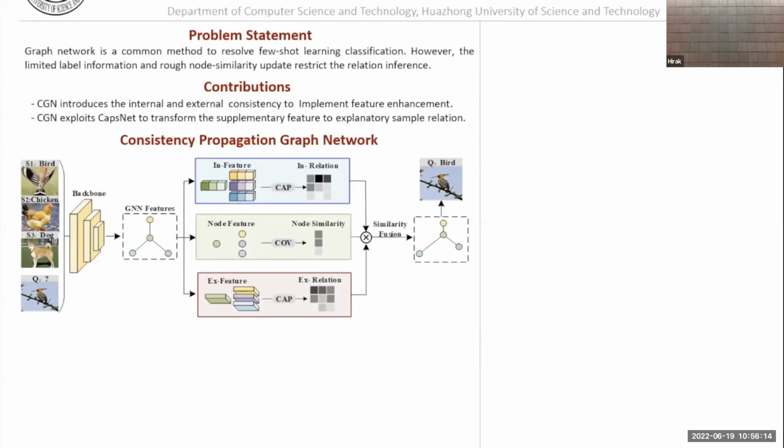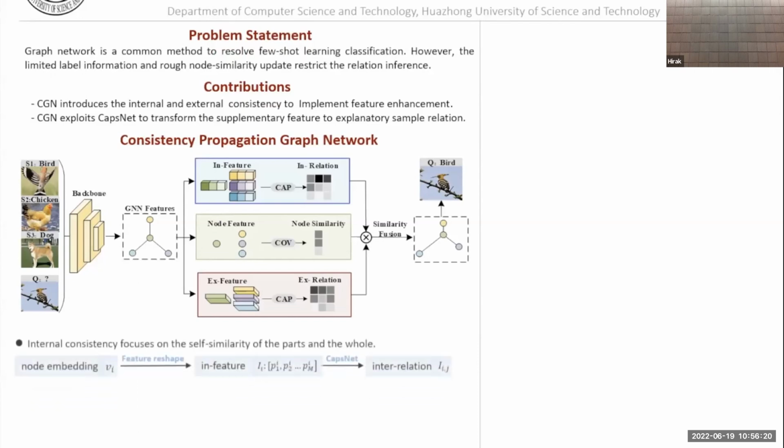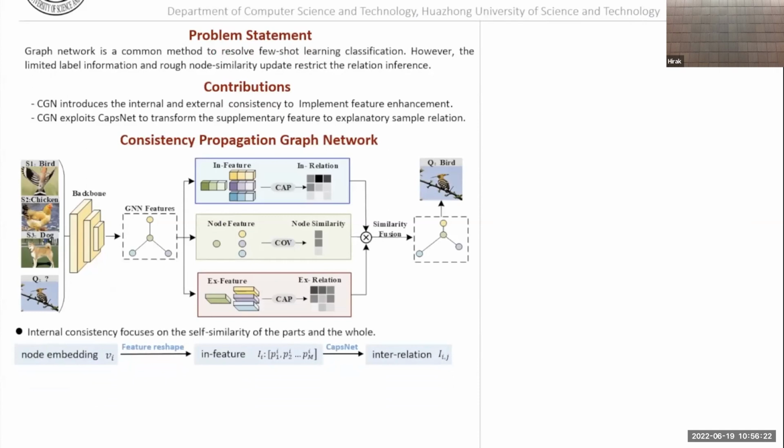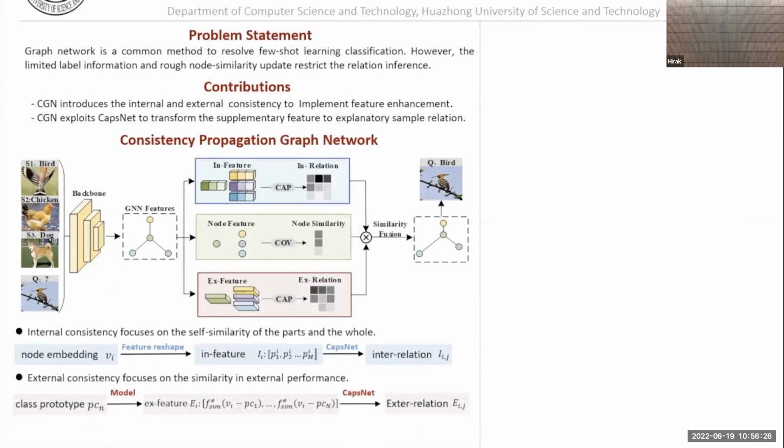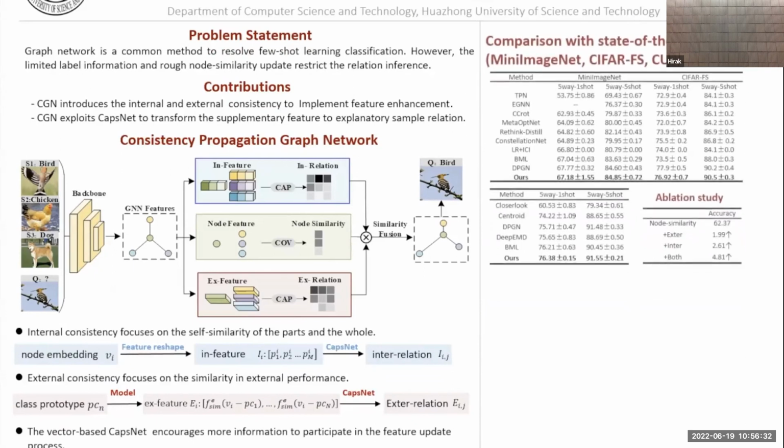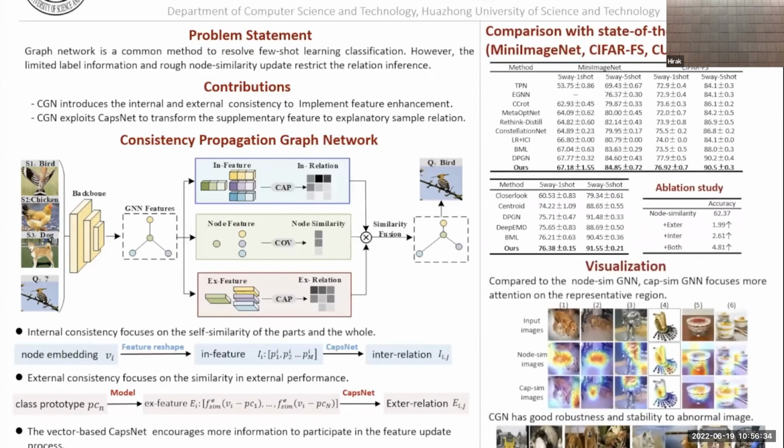First, based on the internal consistency, we refine the node embedding into groups of in-feature to further exploit discriminative local correlation. Second, based on the external consistency, we explicitly model the external distribution performance with the ex-feature and excavate the global relation. The double consistency enriches more explanatory local and global information, therefore alleviating the influence of the insufficient sample. Moreover, we utilize the CapsNet to transform the supplementary feature to sample relation.